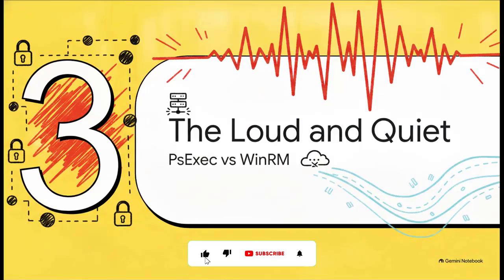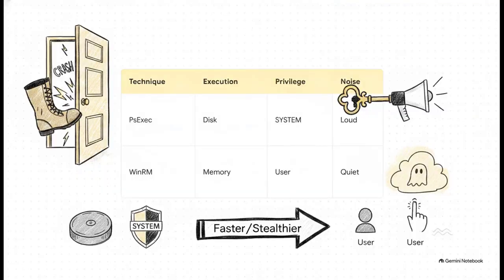Okay, now that we've got our basic tools down, let's move right into Section 3, the loud and the quiet, PsExec and WinRM. We're going to examine the OPSEC, the operational security footprint of these actions. Understanding your footprint here is fundamental. Let's compare the loudest technique to one of the quietest.